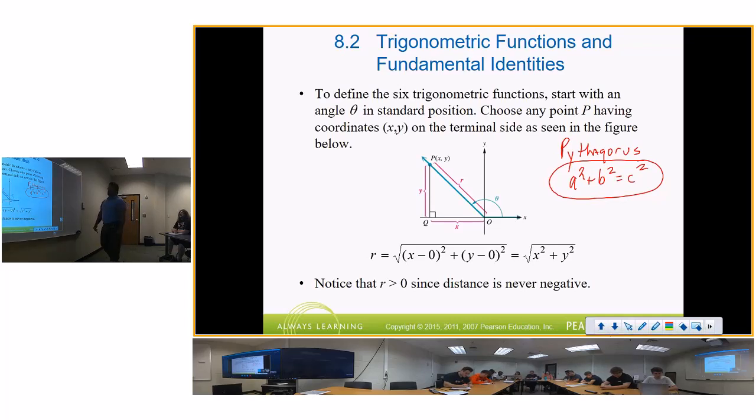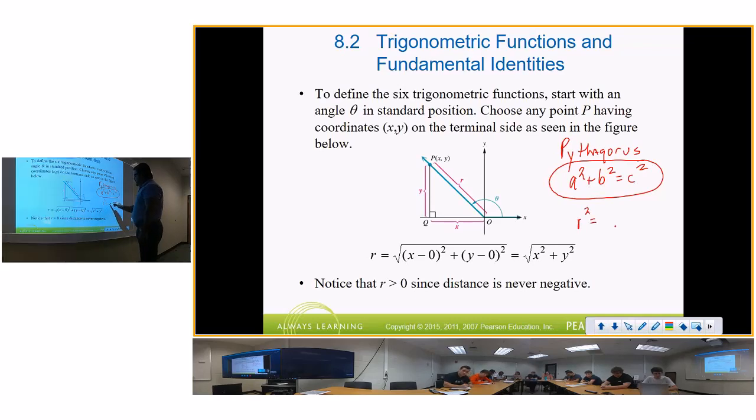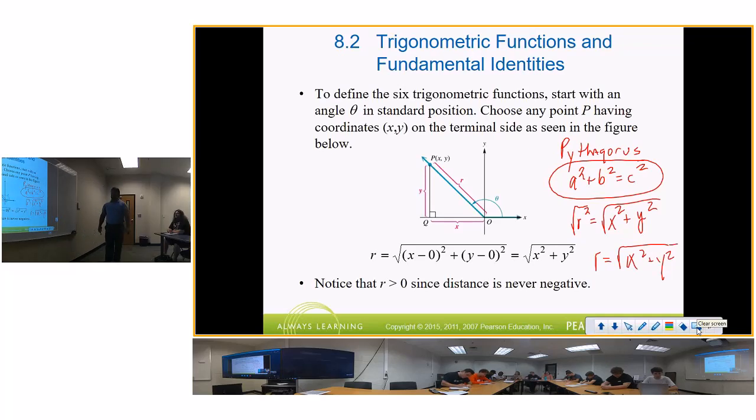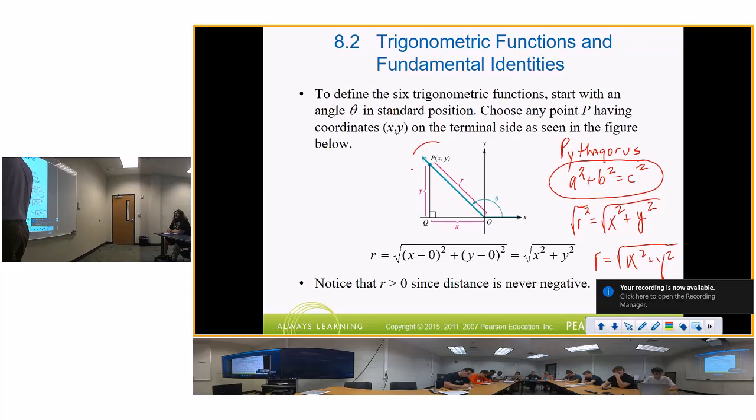So here you see r squared is equal to x squared plus y squared, which is just different variables. Take the square root of both sides. R is equal to the square root of x squared plus y squared. If you want to put c is equal to the square root of a squared plus b squared, I don't care, okay? And the reason they put it in terms of r is this is what we call the resultant vector.